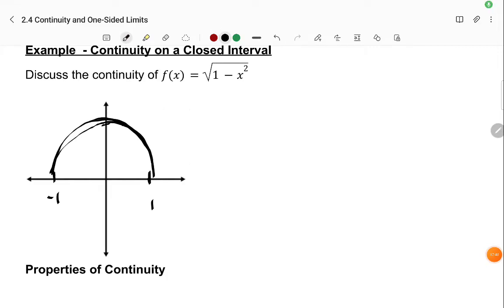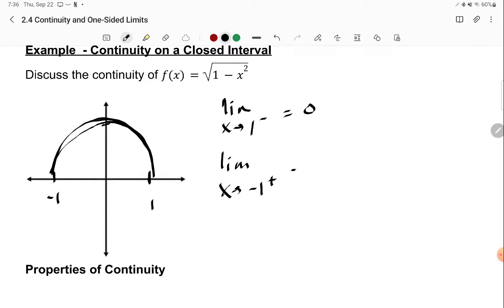So if we look at the continuity of this function, I sketched it here, it's a half circle, and we're discussing the continuity. You notice it's continuous everywhere except -1 and 1. So if we look at the limit as x approaches 1, for example, from the left, that's equal to 0. The limit as x approaches -1 from the right, that's equal to 0. Okay.